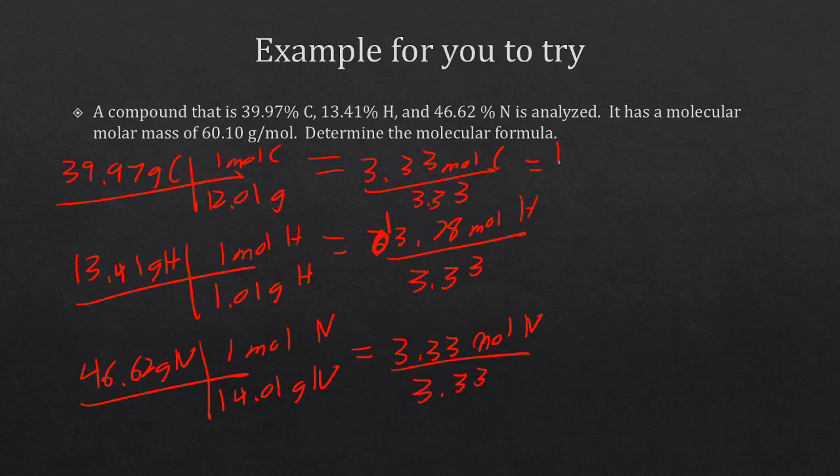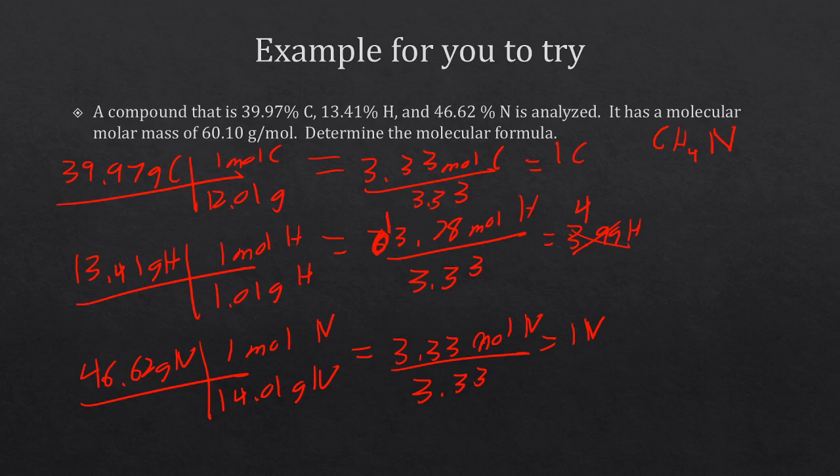From there, we have 1 carbon. We have 13.28 divided by 3.33, which gives 3.99 hydrogen, and we have 1 nitrogen. As a reminder, we said greater than 0.9 we could round, so I'm just going to round this to 4 hydrogens. So our empirical formula is CH4N. If it asks for the empirical formula, you could box it and you would be done.